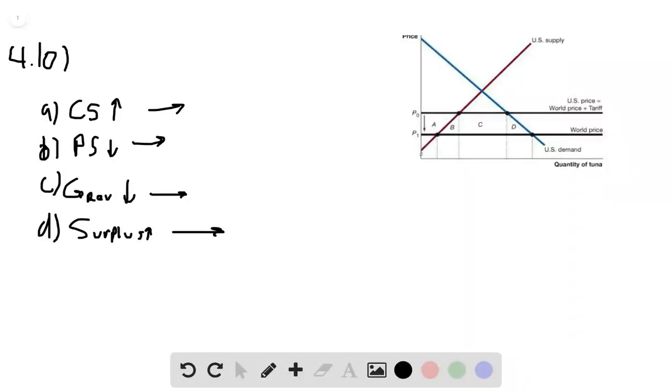Okay, so we're doing question 410 from chapter 7, and it's saying the following graph shows the situation after the U.S. government removes a tariff on imports of canned tuna. Part A is asking us which areas show the gain in consumer surplus.